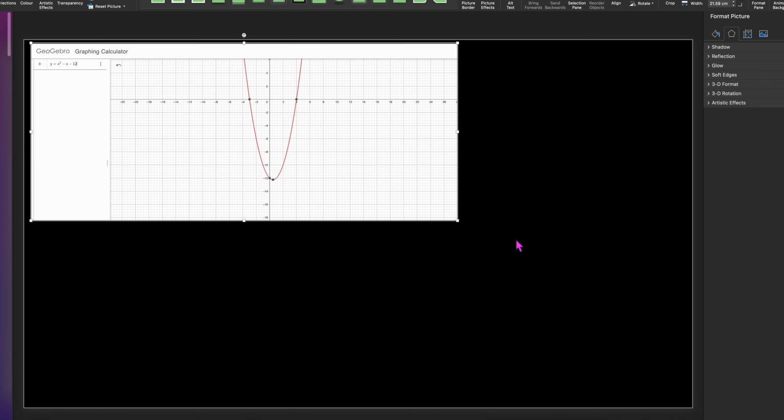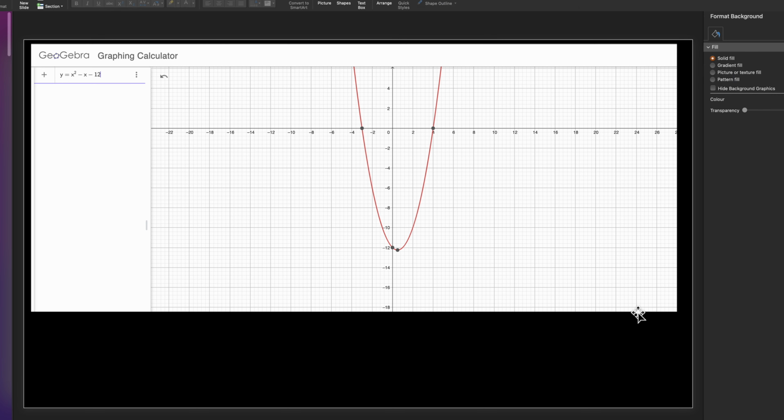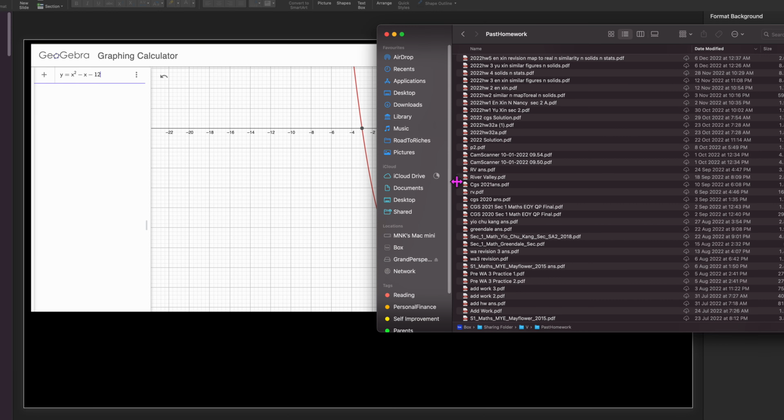So I know I'm going to end up with this graph, right? But during the exam, during questions, I cannot use GeoGebra, you know. I can only use graph paper, right? So how do you use graph paper to do it? So I'm going to demonstrate to you.